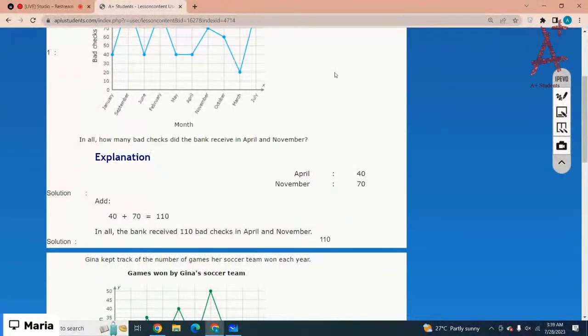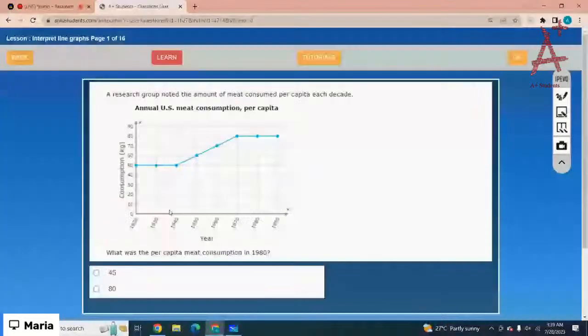A research group noted the amount of meat consumed per capita each decade. What was the per capita meat consumption in 1980? Okay, just look at the values in front of 1980. Here is 1980, just go like this. Here is the point, just match it to the y-axis. It would be 80 kg of meat used in 1980. So the correct option is 80.